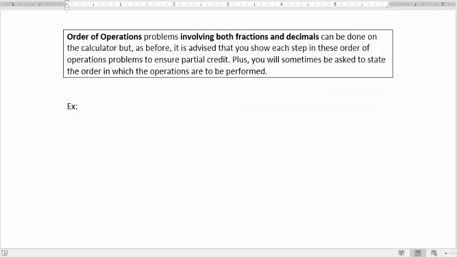And then I have some extra videos that go through order of operations problems that have fractions and decimals in them. So you can take a look at those extra videos.